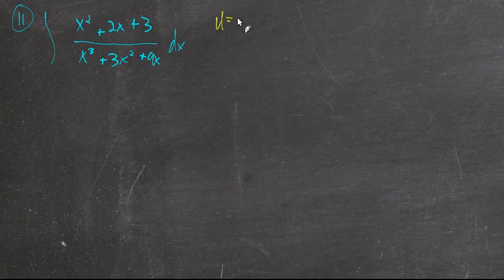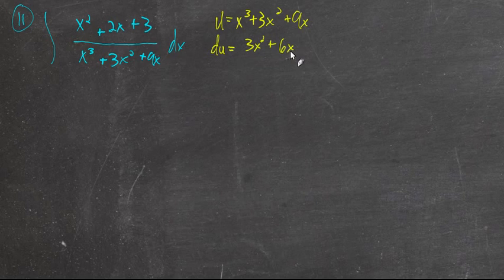U would be x to the 3rd plus 3x squared plus 9x, and du would be 3x squared plus 6x plus 9. But we see that, well, then times dx, of course. But we see that this is not 3x squared plus 6x plus 9. But if we were to multiply this by 3, we would get this.